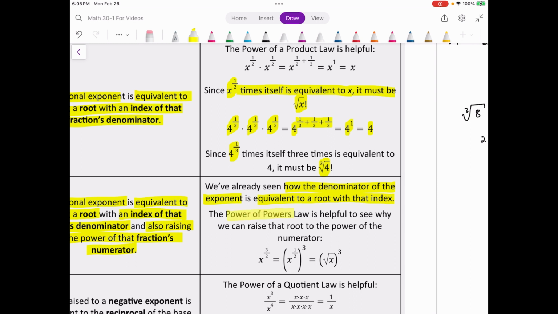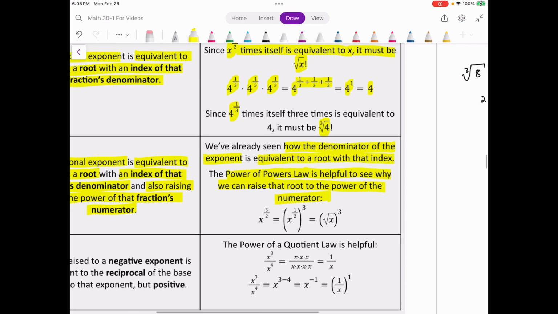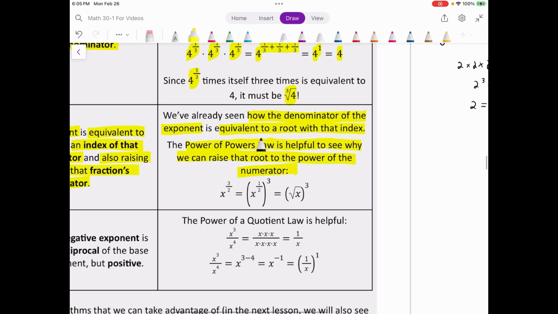The power of powers law is helpful to see why we can raise that root to the power of the numerator. Because look, x to the power of 3 over 2, we could just rewrite that if we wanted as x to the power of 1/2, cubed, right? See what I mean? Because we know we could multiply these together. So just as easily, we can unmultiply them to get something equivalent, right? This is the same as x to the power of 1/2 to the power of 3, because we could multiply these exponents together and we'd be back right where we started. So we haven't done anything that's not mathematically sound, right?